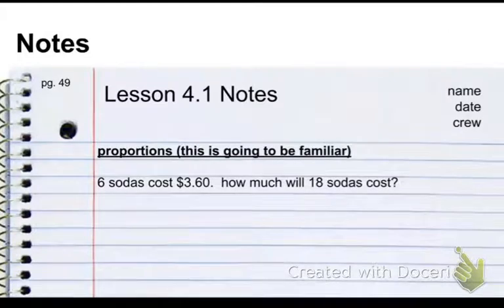So let's start in with the notes. The notes look like this. Proportion. This is going to be very familiar. And I'm going to start this off with an example. 6 sodas cost $3.60. How much will 18 sodas cost? So here's how you set it up.